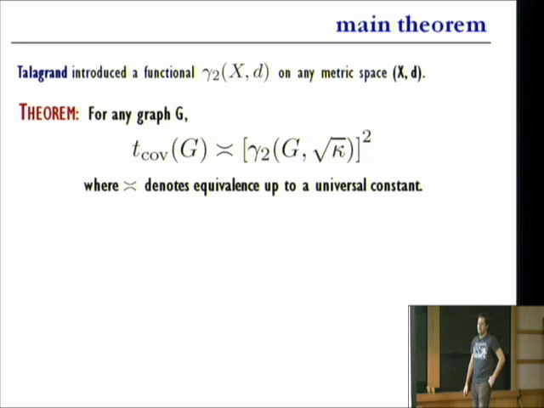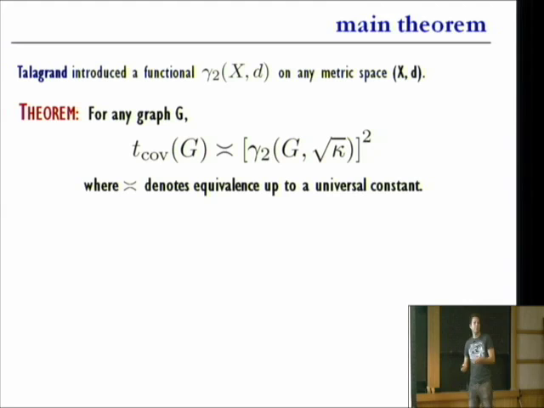So here is our main theorem. For any graph G, the cover time of G is proportional to the gamma 2 value of the following metric space squared. You take the graph, and instead of equipping it with the commute time, you equip it with the square root of the commute time. By concavity, since the commute time is a metric, the square root is also a metric. So this is some metric on the graph. Then you take Talagrand's gamma 2 value and you square it. It turns out that for every graph, these two quantities are equivalent up to a universal constant factor.